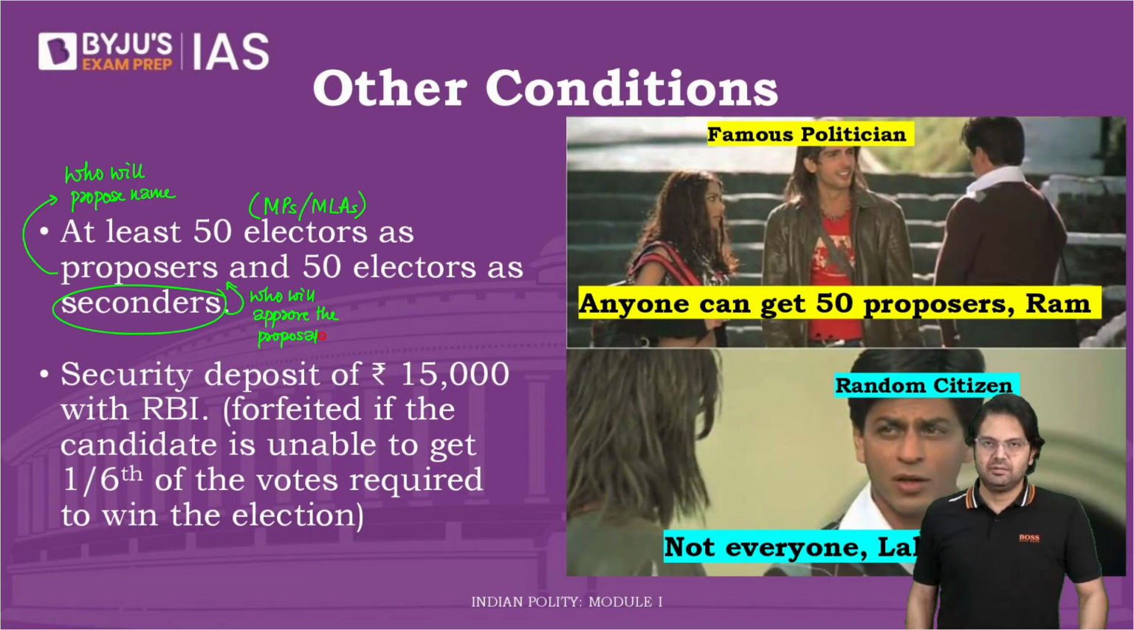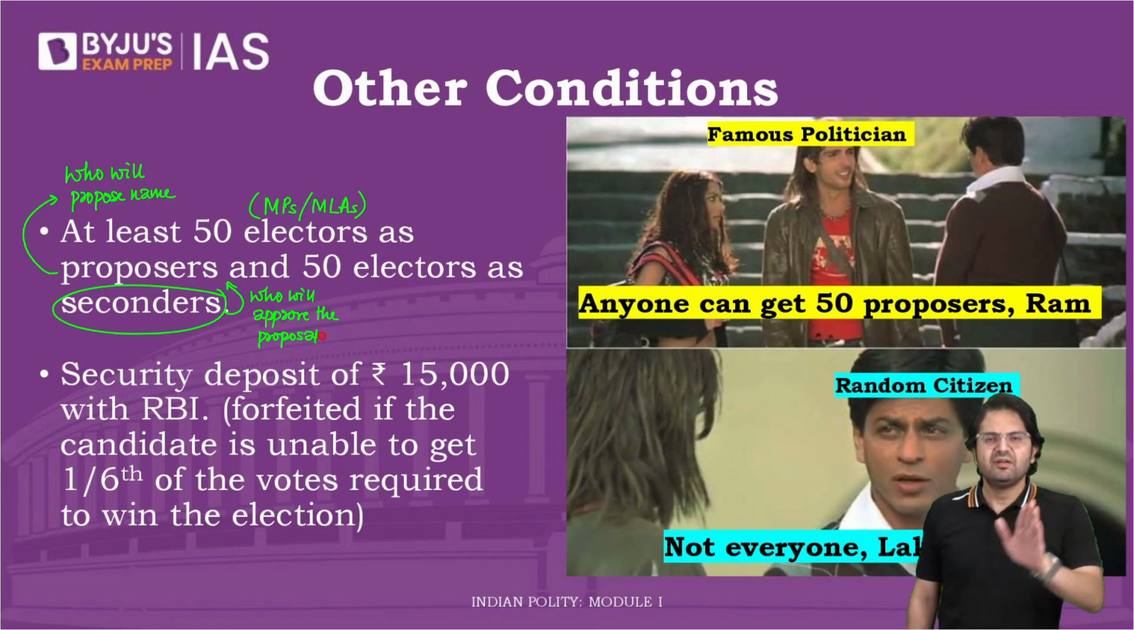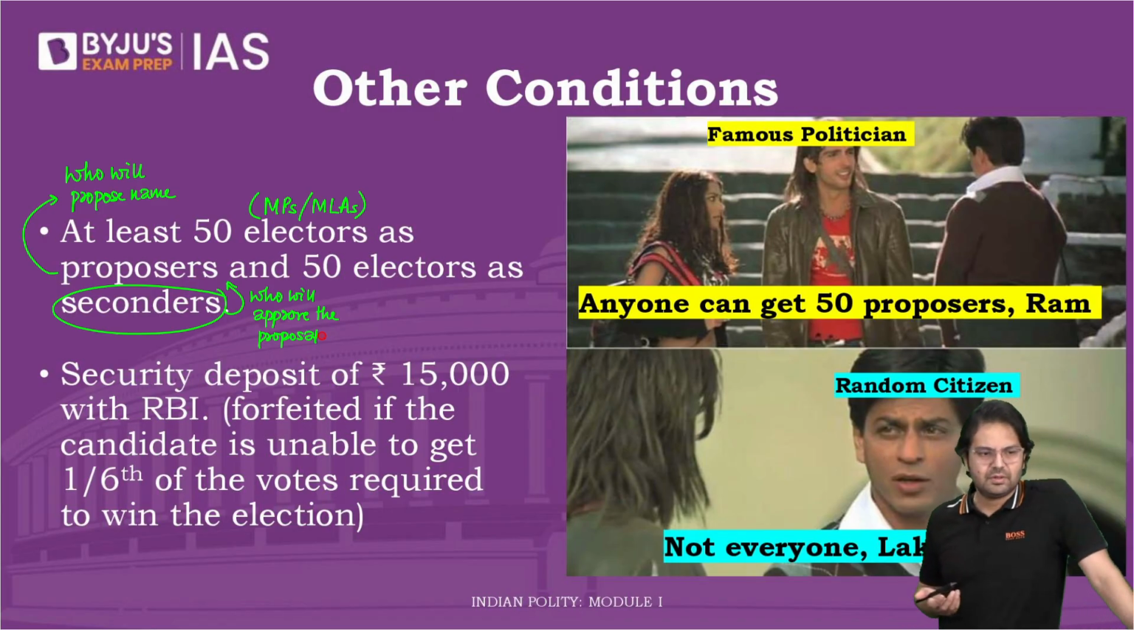So this criterion was set that you have to have 50 people who propose a name and 50 who second the name, meaning in total 100 signatures. Think of this simply: 100 people are required to sign on the paper supporting your candidature. 50 proposers, 50 seconders. Clear on this, everybody? Right? Okay.